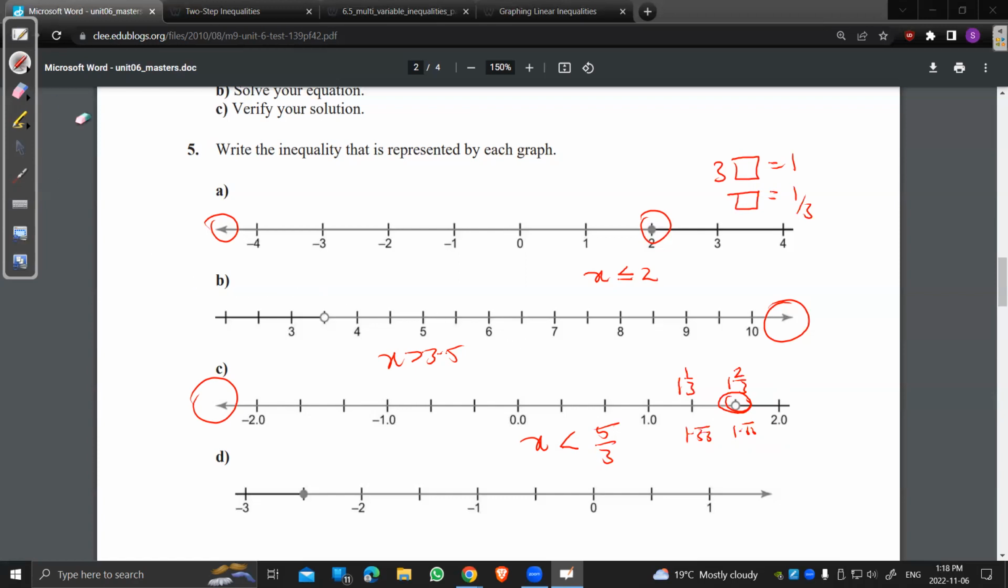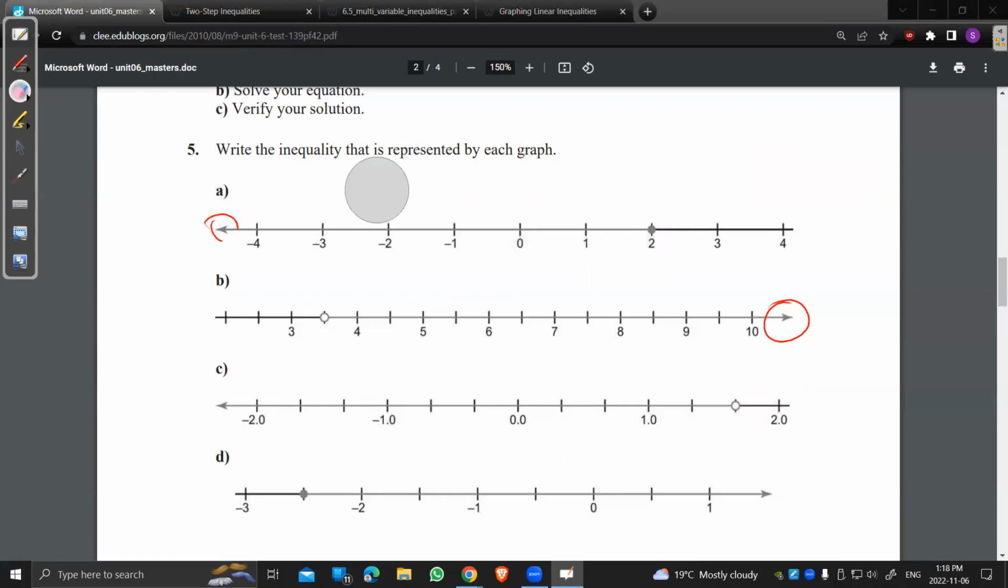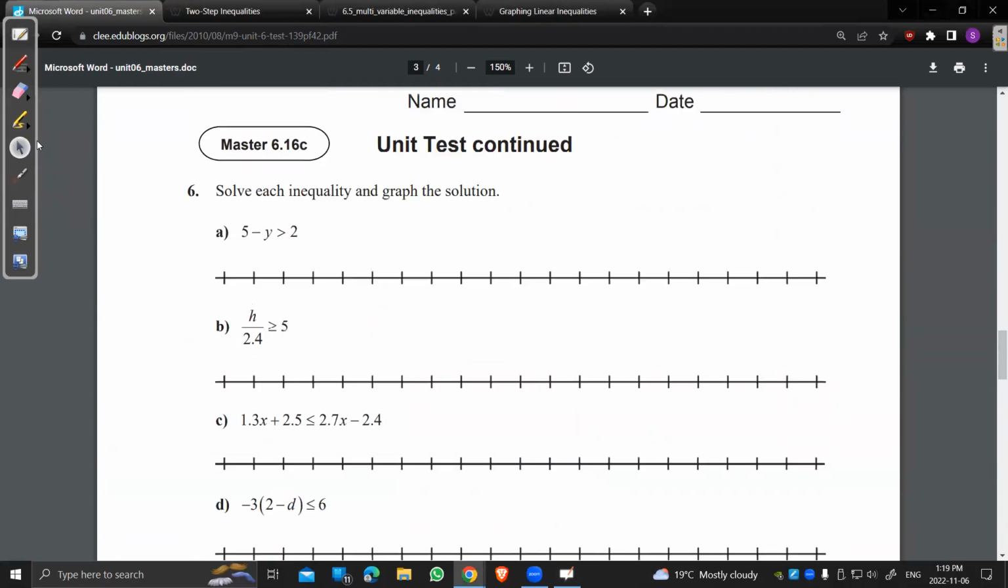What about D? What's that number? That's right between 2, and that one's easy because it's right in the dead center. Like this number here, it's negative 2.5. And we're going greater than, so it's going to be x is greater than or equal to negative 2.5.